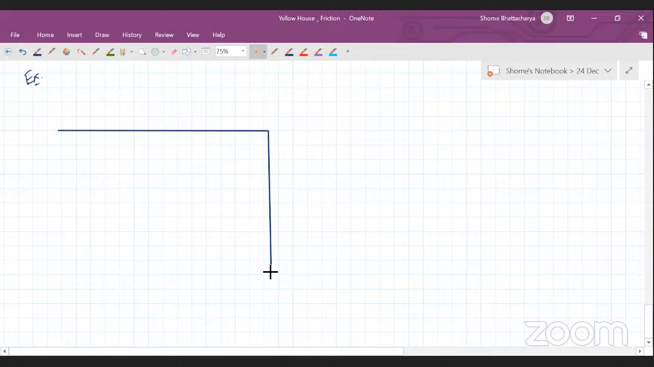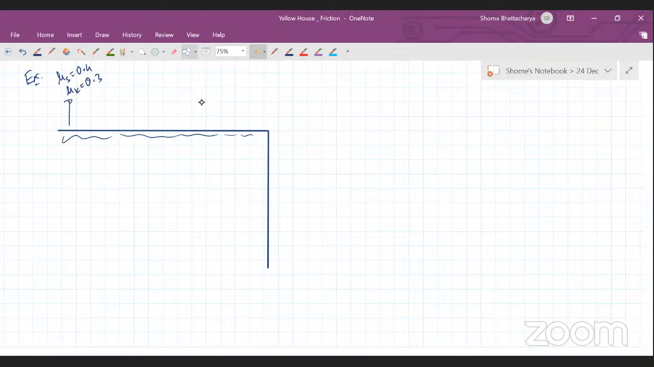So now we have this situation. This is a rough surface which has coefficient of static friction 0.4 and coefficient of kinetic friction 0.3. We have a pulley like this attached at the corner and a light thread going around the pulley, connecting a combination of two blocks.